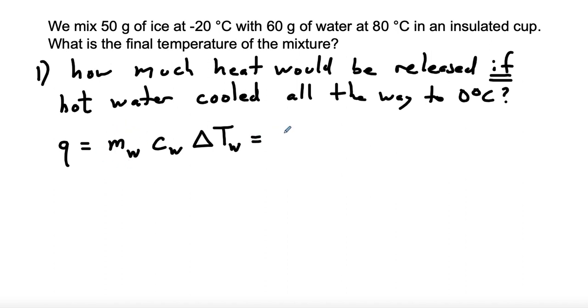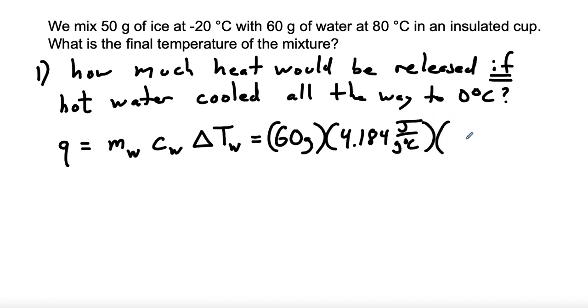So we had 60 grams of water. We have the heat capacity of liquid water is 4.184 joules per gram per degree C. And delta T for the hot water, if we went all the way to zero, is T final of 0 degrees minus T initial of 80 degrees.